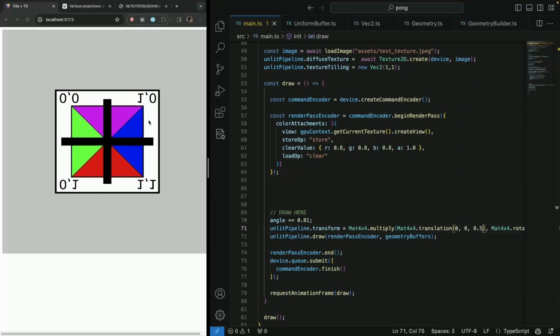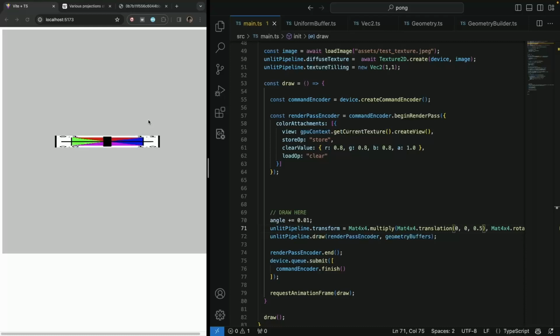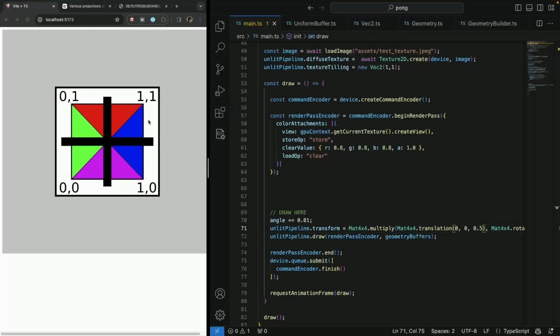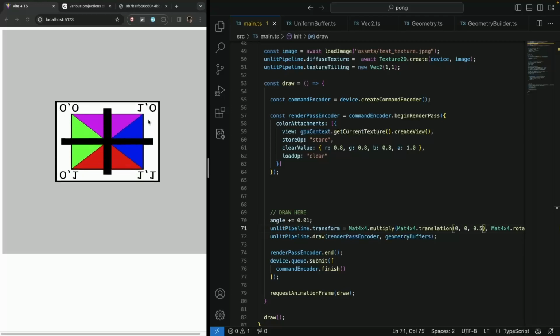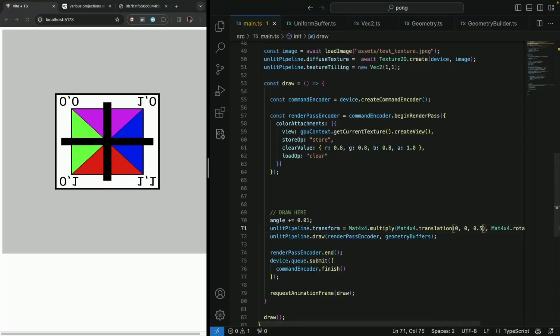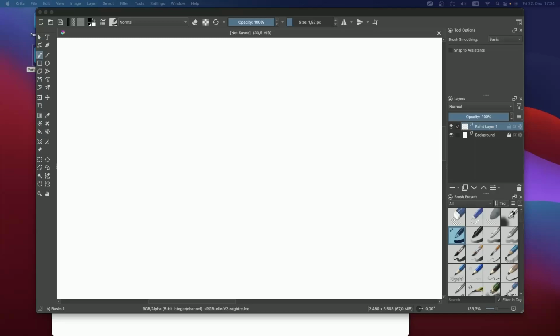But as you can see, it's actually rotation around the x-axis. So as it rotates, there should be some depth to it, but there is none. And so we're going to focus now on that. So let's see how we can solve for that.